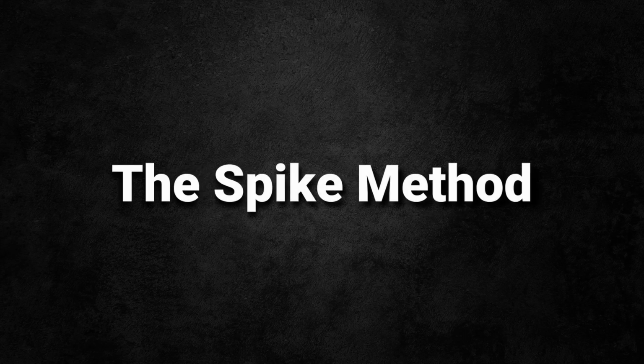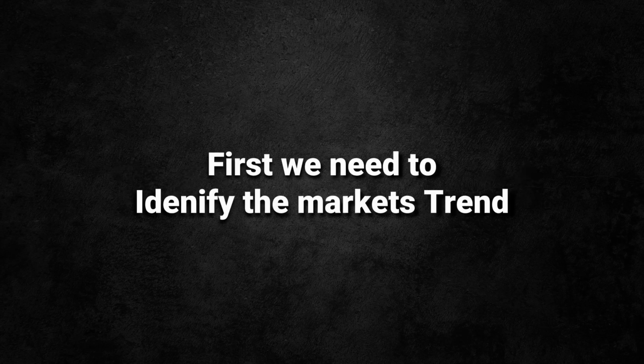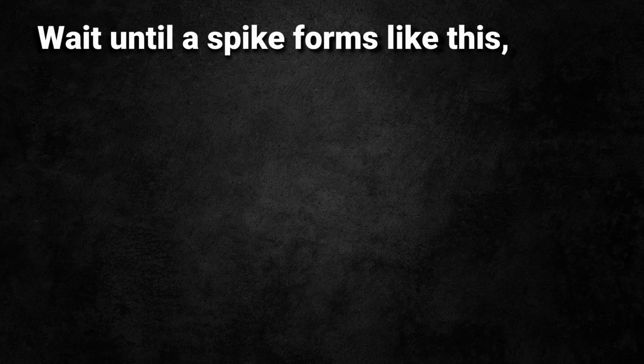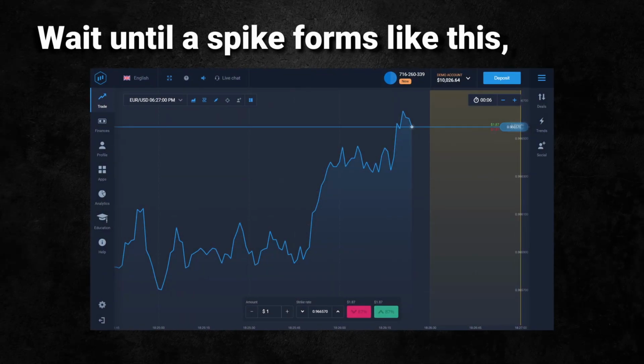As I mentioned earlier, the strategy I use is called the spike method. In this strategy, we will first need to identify the trend of the market. This part is very important to use this strategy. Without knowing the market's trend, using this strategy will be useless. After properly identifying the trend, you'll need to wait until a spike forms opposite to the market's trend, such as this one. These spikes are not that rare.